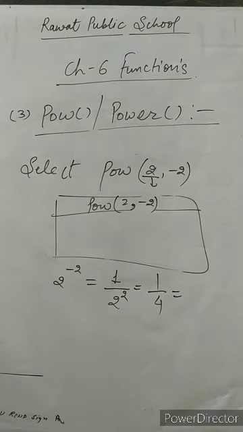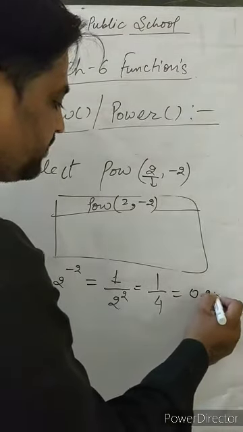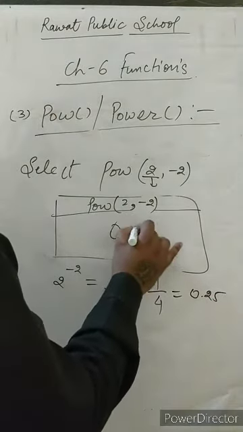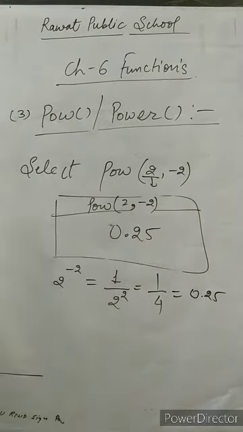Whenever you divide 1 by 4, what will you get? As you know, 0.25. Understand? So the output of this query will be 0.25. Output of this query is 0.25. Okay, just note it down. It is very important.